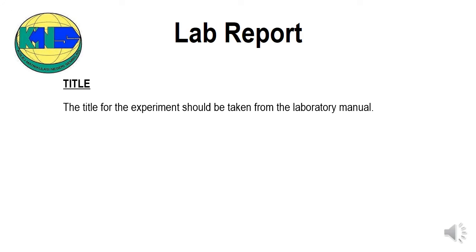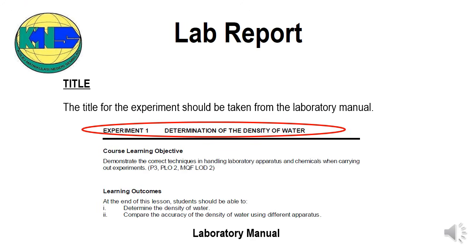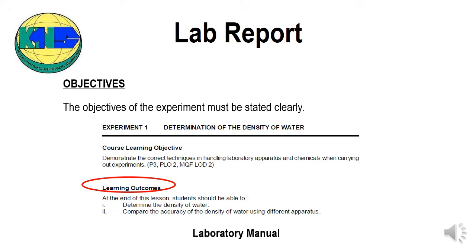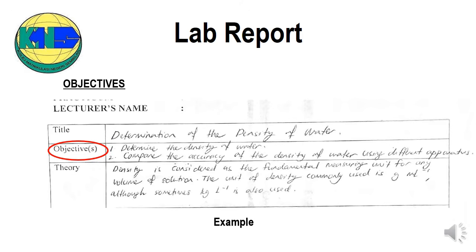First, the title. The title for the experiment should be taken directly from the laboratory manual. The following shows an example of title written in a lab report. Next, the objectives. The objectives of the experiment must be stated clearly. Following shows the objectives written in a lab report.